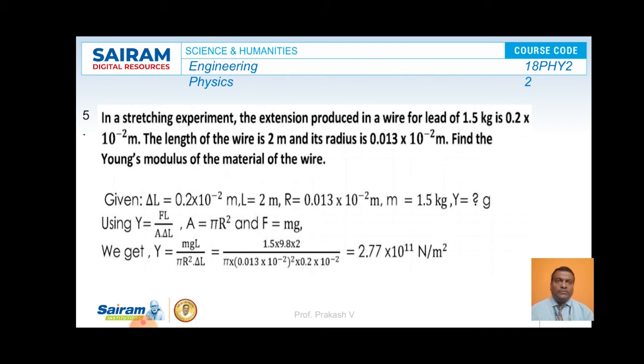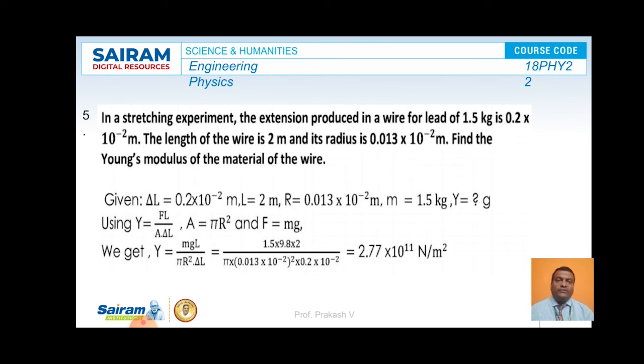So extension produced is given, that is delta L is equal to 0.2 into 10 to the power minus 2 meter, and total length of the wire, that is L, is equal to 2 meter. Radius of the wire is 0.013 into 10 to the power minus 2 meter, and the mass fixed at the other end is 1.5 kg. So what is the Young's modulus of the material?